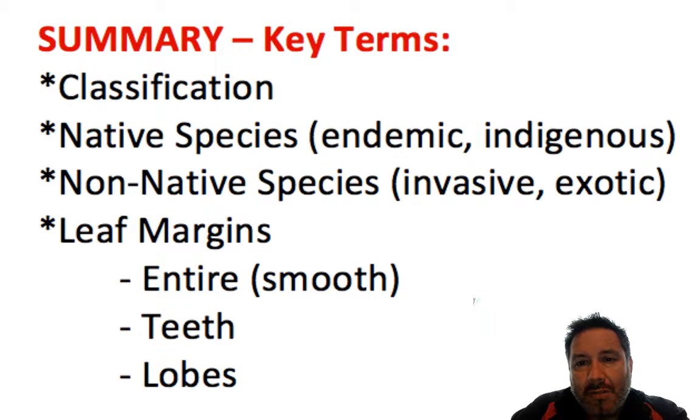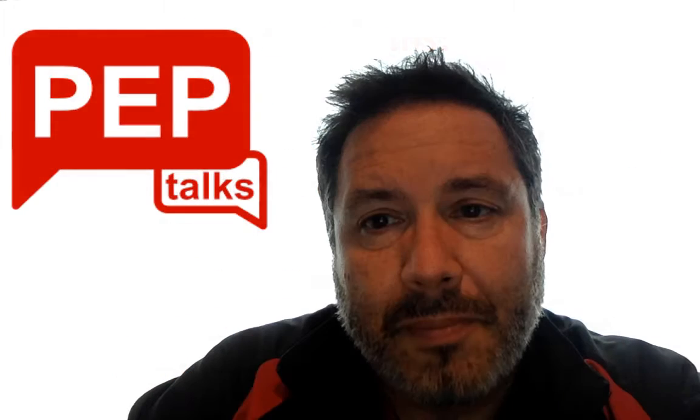And then leaf margins. When we see the word entire, we mean the entire leaf is smooth. Sometimes we'll see teeth, or sometimes we could see lobes. So those are the real basics of classification when it comes to leaf and tree identification.